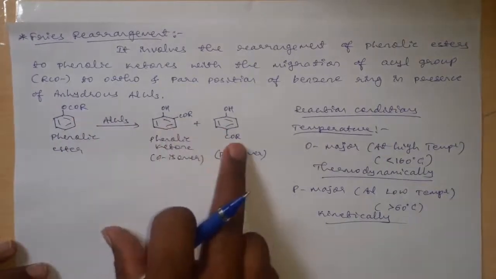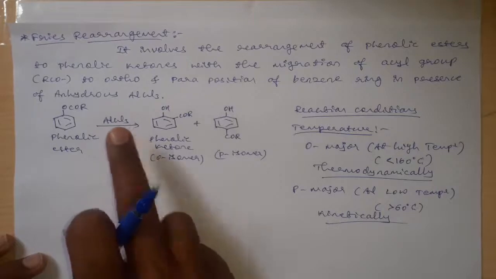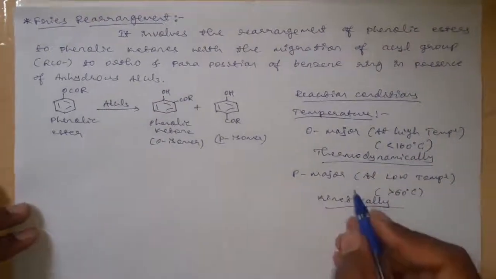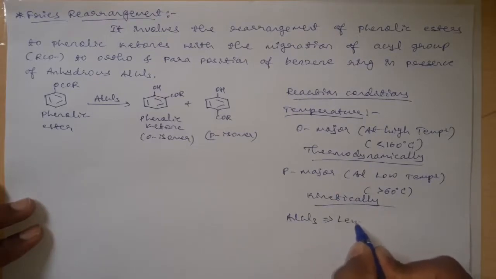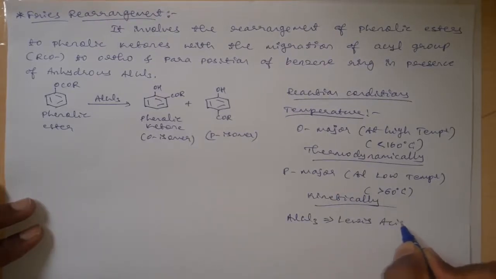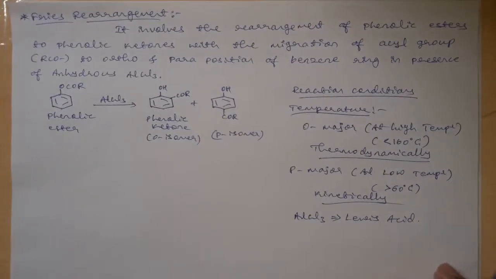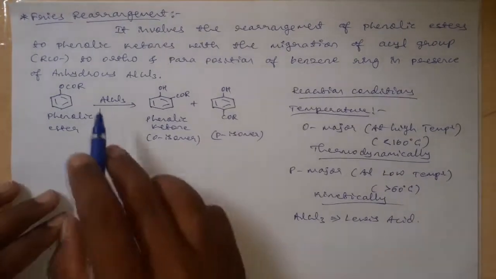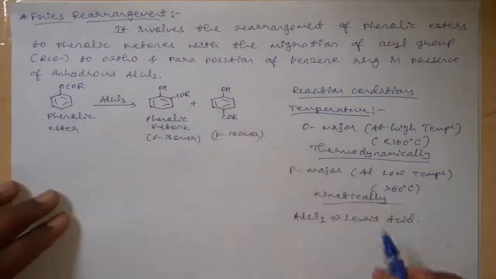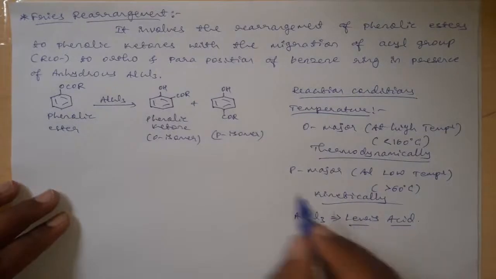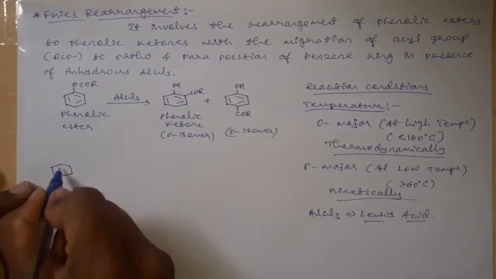Okay, Fries rearrangement involves the rearrangement of phenolic ester to the phenolic ketones with the migration of the acyl group to the ortho and para position, and here we are using the catalyst anhydrous AlCl3. And another point is that this AlCl3 is acting as a Lewis acid, meaning an acceptor of a pair of electrons. This AlCl3 will accept a pair of electrons from the benzene ring and will act as a Lewis acid, and it is a catalyst.